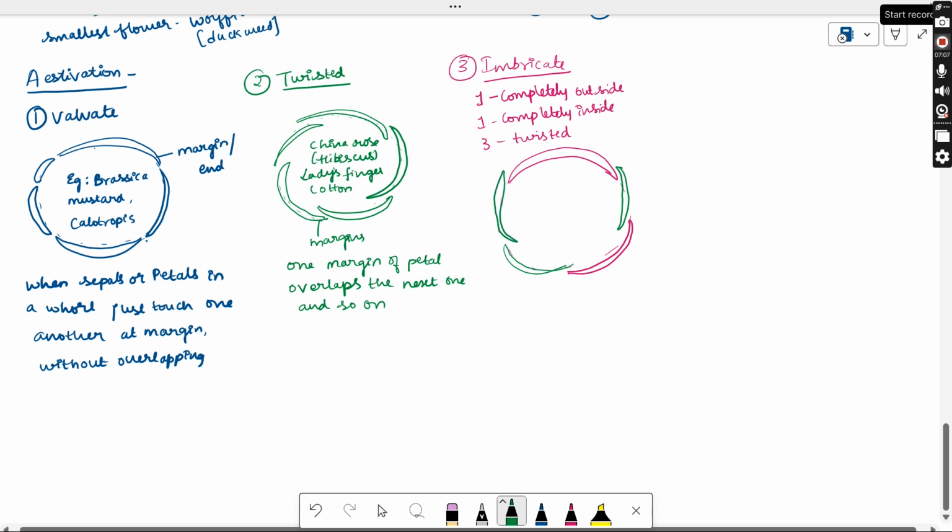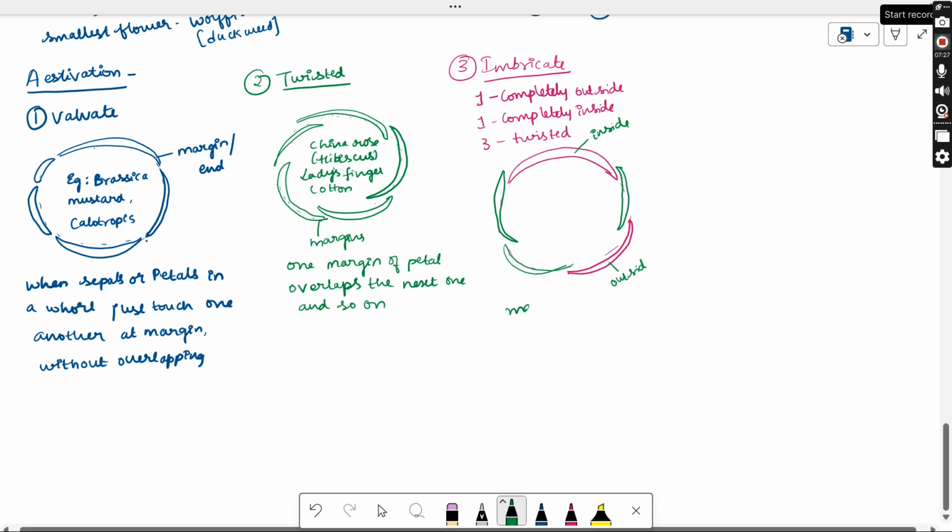This type of aestivation we call the imbricate type. If you see this pink one, it is completely inside, both the margins are overlapped, and this one is completely outside, the margins are overlapping the other. And if you see, these remaining three are showing the twisted type of aestivation.